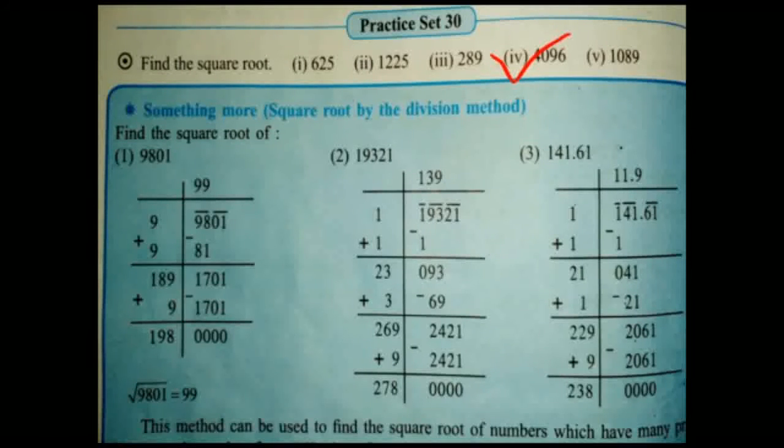Next, 4096. 4096 is divisible by 2. When you do 2 table to find the square root of 4096, it will bring you very long method. So you do 4 table. You can divide 4096 by 4.